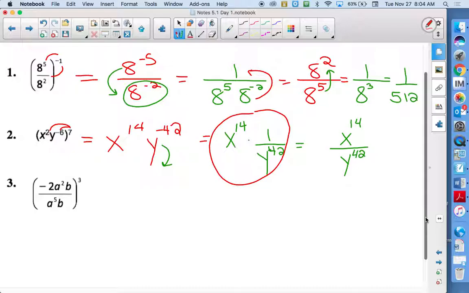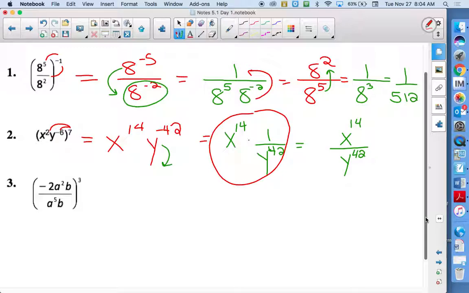And then the third one here, this one's a little tricky because there's a number in front, there's a negative 2. And we have a squared and b. And then on the bottom we have a to the 5th and also b. What do you do with the exponent when it's outside all of that stuff? You multiply it to what? All the exponents. All the exponents inside.